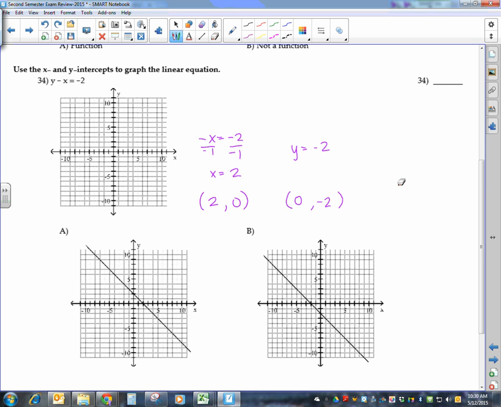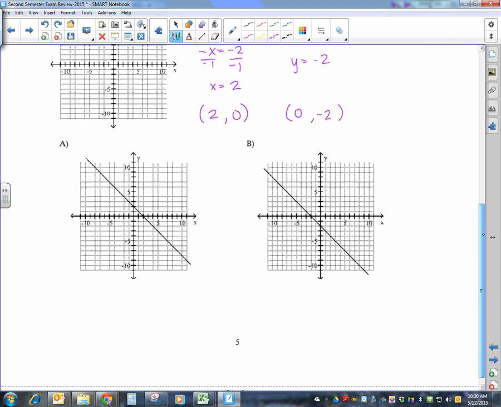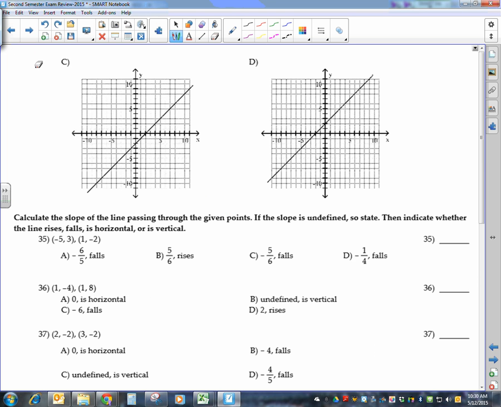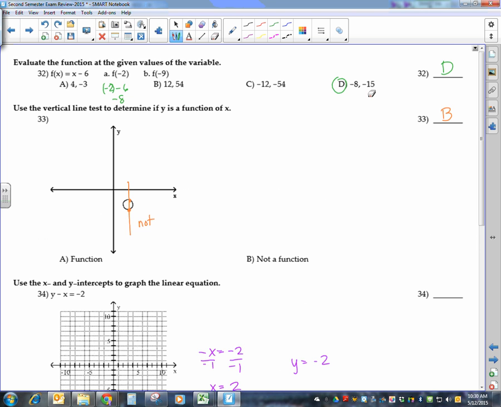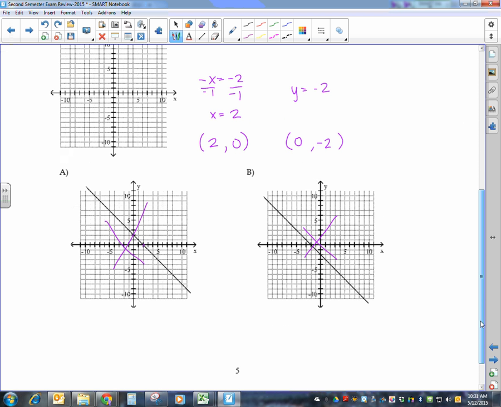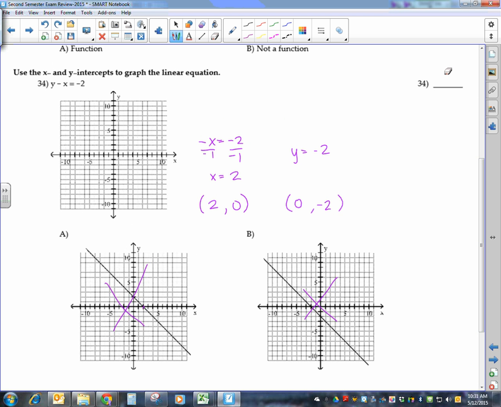So I'm looking for the graph that crosses 2, 0. Oh, it's going to be on the next page. So I have 2, 0, which is right here, and 0, negative 2. This is not my graph. That's not my graph. So let's go to the next page. I need 2, 0, and 0, negative 2. So this looks like it's it. Let me go back and mark that. When you have a print copy, it'll be correct. So we found out the answer to that problem was C.